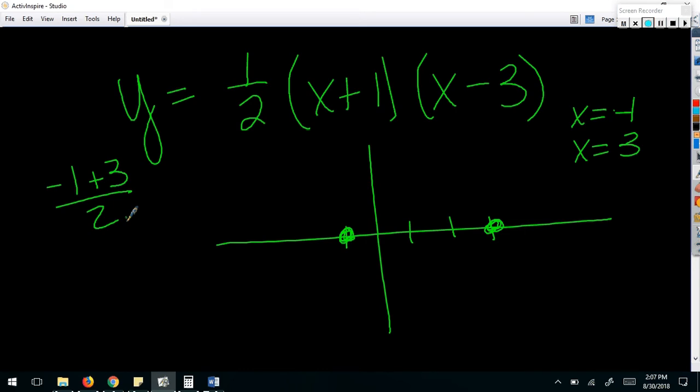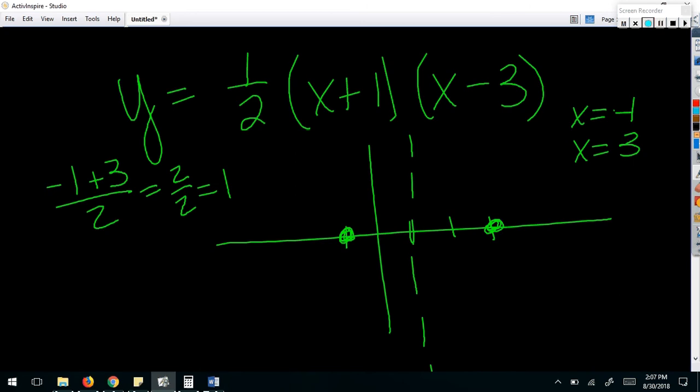What is negative 1 plus 3? What is 2 divided by 2? Does everybody agree that 1 is exactly in the middle of negative 1 and 3? Okay, so adding them together and dividing by 2 gives me the middle. Now, that's the only calculation I've done so far. See, I pulled the 3 and the negative 1 from the equation.